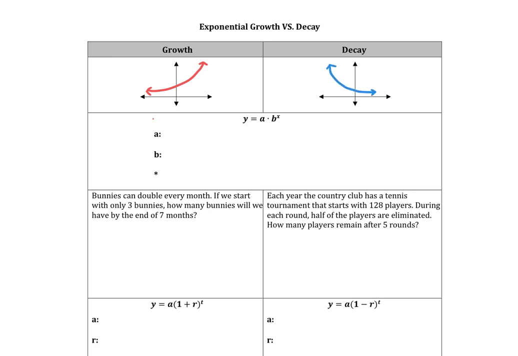Now, when dealing with exponential equations, we actually have two different formulas that we use. The first I'm going to talk about is y equals a times b to the x power. So we first need to talk about what are the pieces of this equation so that we can understand. In this case, the a value is always going to be my starting value, or I can think about it as my y-intercept. My b value is always going to be my rate of change.